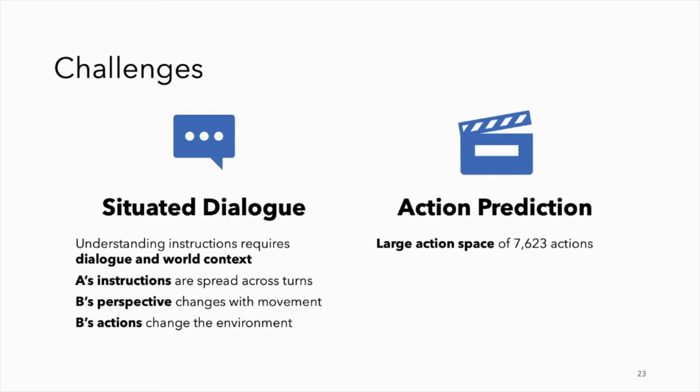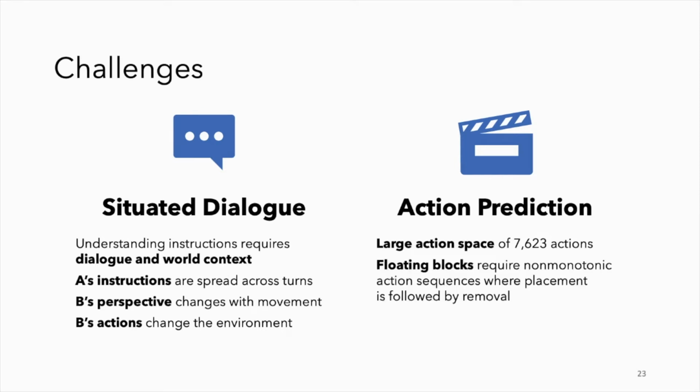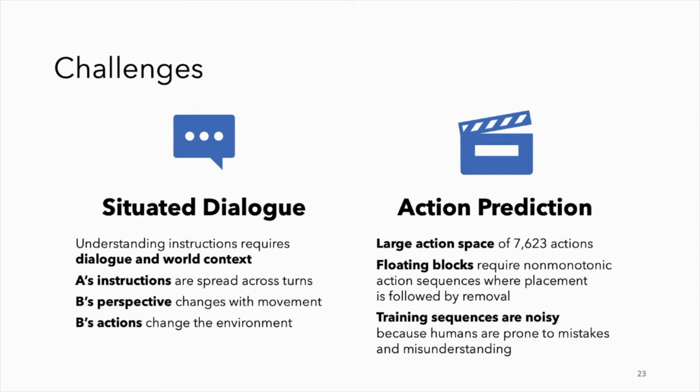From an action prediction point of view, we have a large action space of 7,000 odd actions. Our domain also allows for floating blocks, which require non-monotonic action sequences, where placement is followed by removal. Furthermore, training sequences in our data can get noisy, as humans are prone to mistakes and misunderstanding.